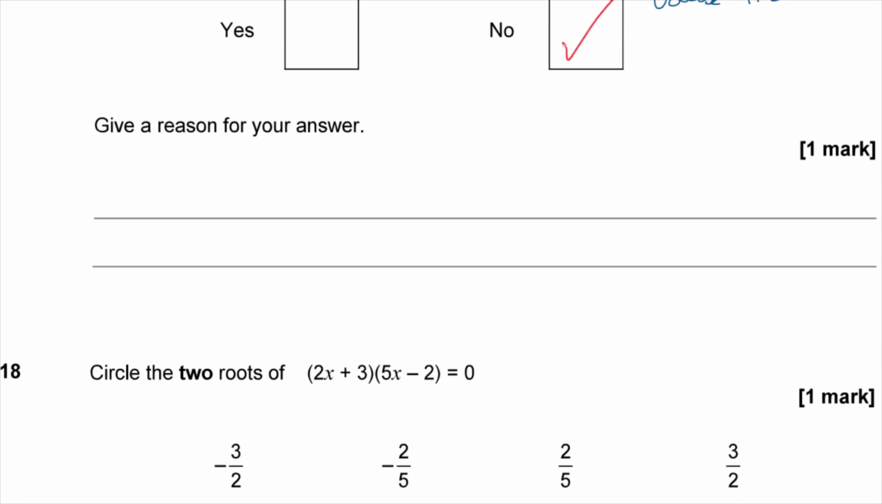So let's give a reason. The volume should be 2 cubed, or 8 times larger.